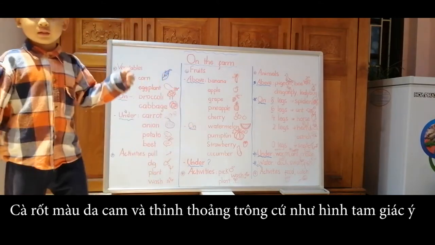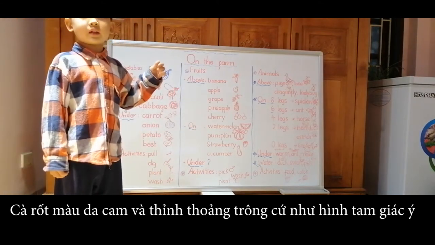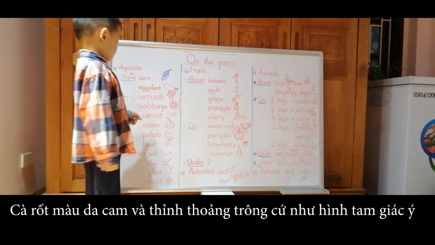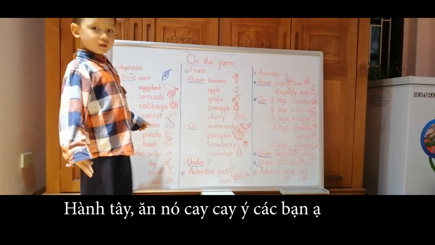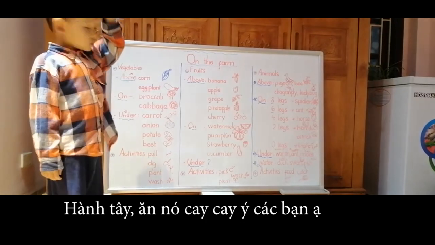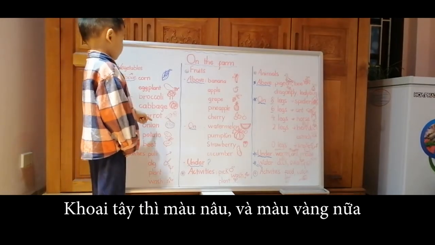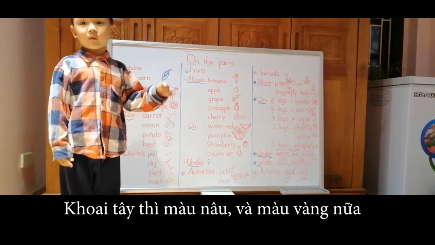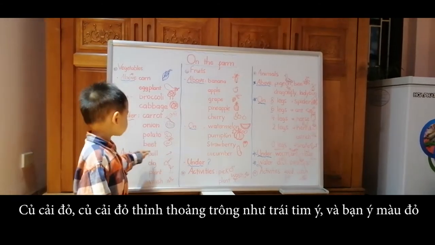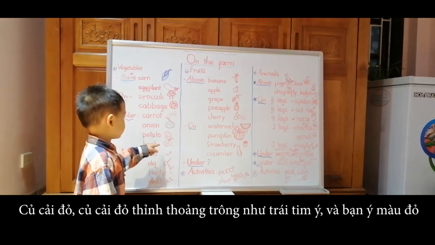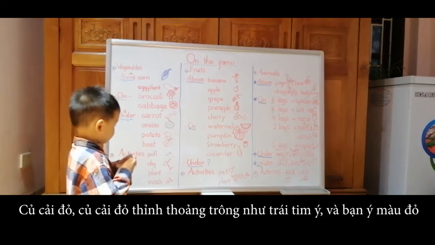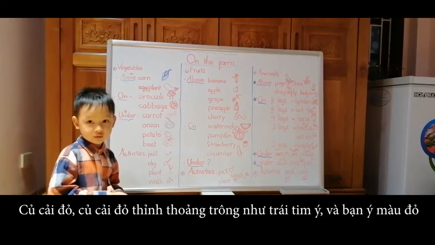Carrot sometimes looks like a triangle. Onion is spicy. It's brown and yellow. Beet sometimes looks like a heart. It's red.